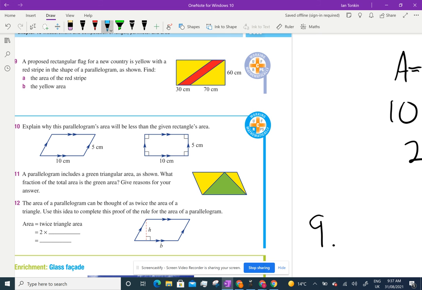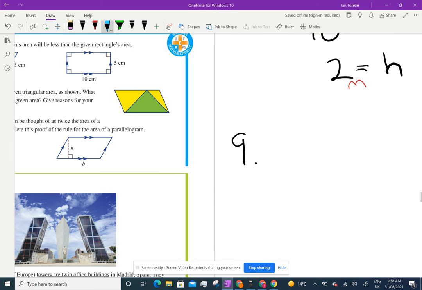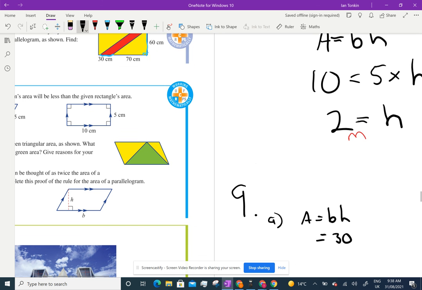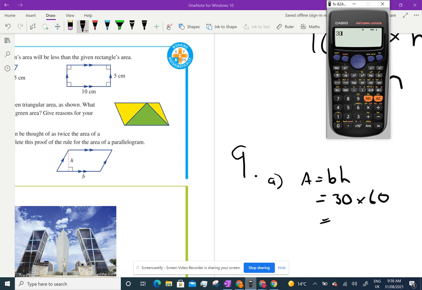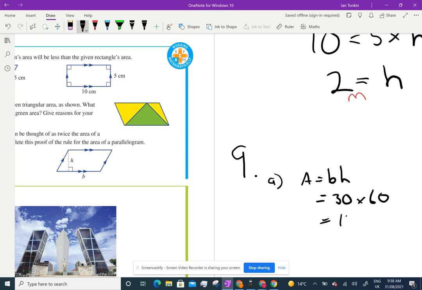Well, here, the base of this parallelogram is 30 and the height is here. So the area of the red stripe, so 9a, area equals base times height, which equals 30, because that's the base, times 60. And I'll use my calculator for that. 1,800. And we're in centimetres.